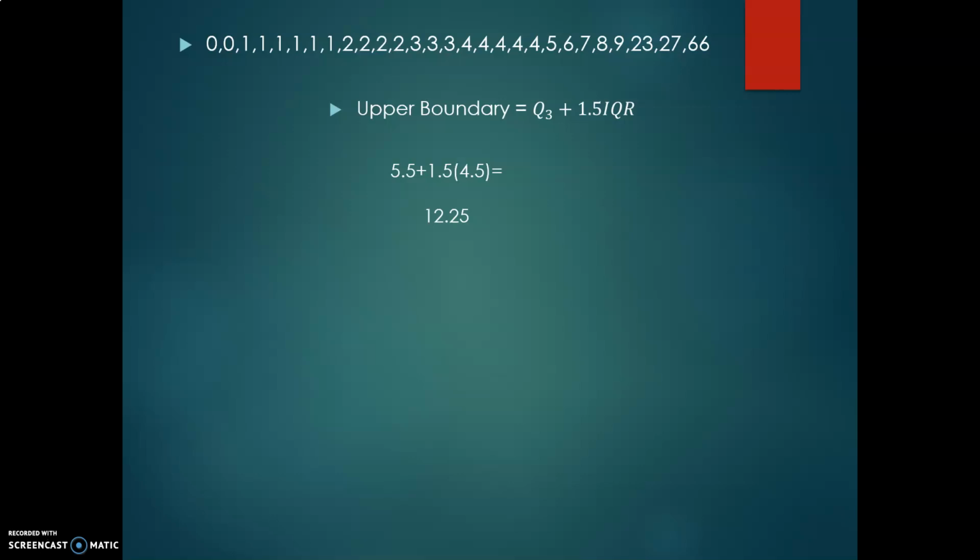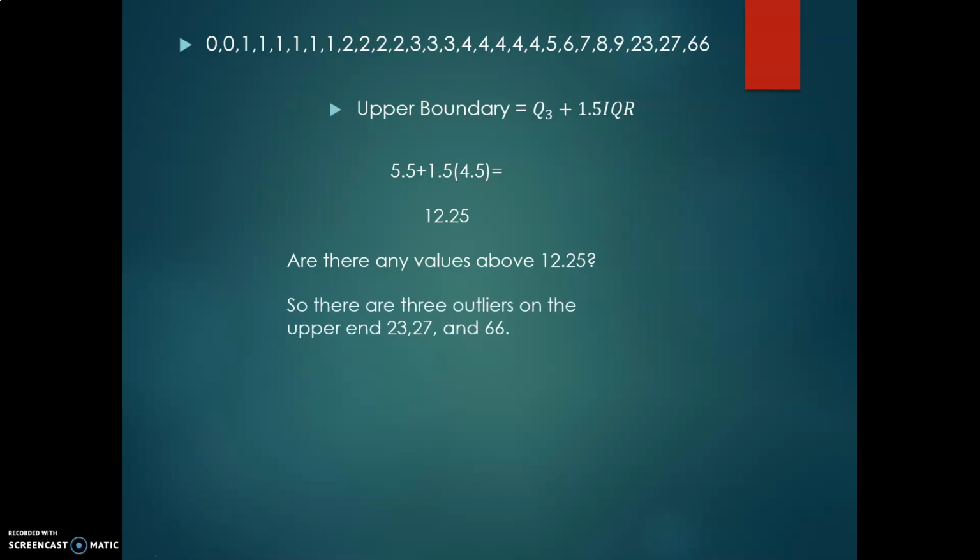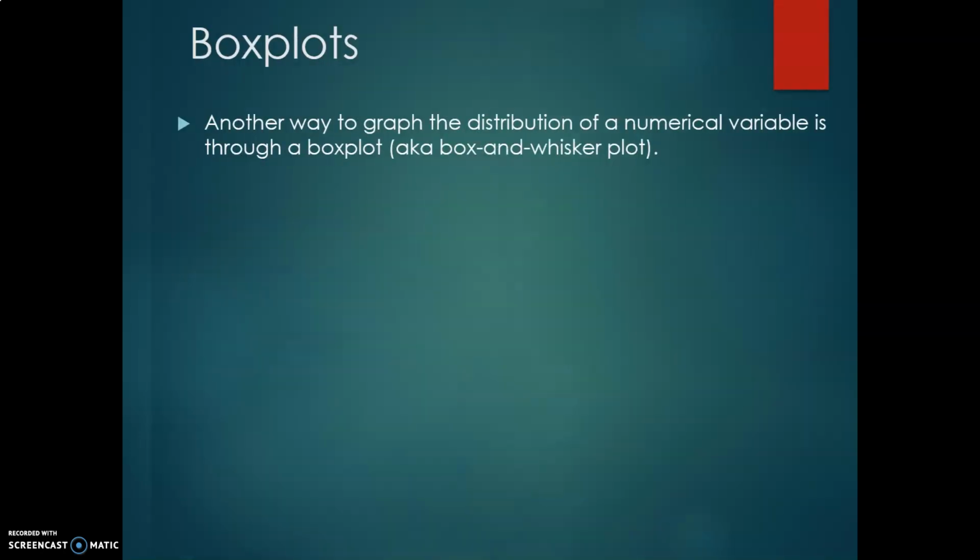Okay, so when we look at this, right, we have 3 values that fall outside, which are the 3 that we predicted, right? Way back at the beginning of this example, we said the 23, the 27, and the 66 just seem so far out of the realm of the rest of the data. So we have those 3 values that are just too high, okay? They're just way up there on that upper end.